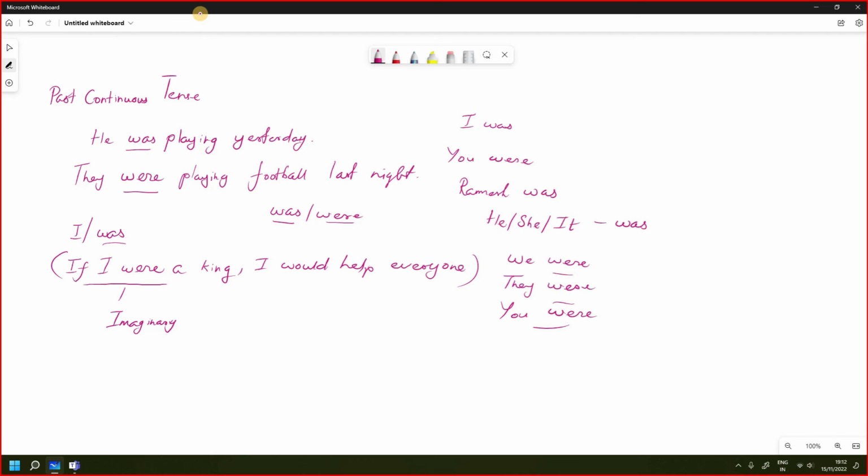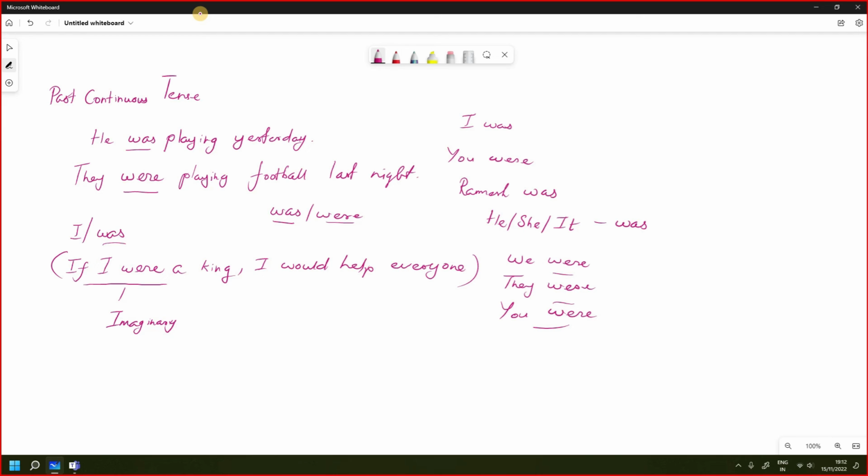Now, where do we use past continuous tense? Only when I want to refer to an action that continued in the past, but it did not complete. See, the past continuous tense never tells you about when an action got completed. It is only telling you about what a person was doing at that point of time, and the action is happening.